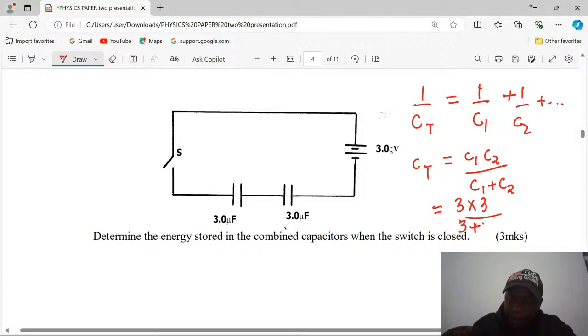3 plus 3. This will be 9 over 6. 9 divided by 6 is giving me 1.5 microfarads.